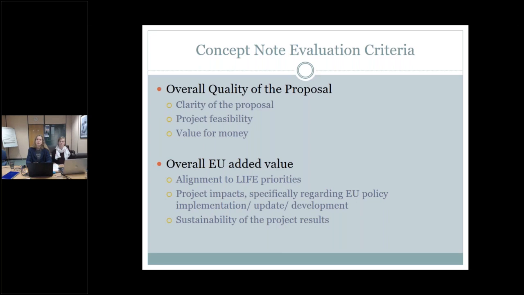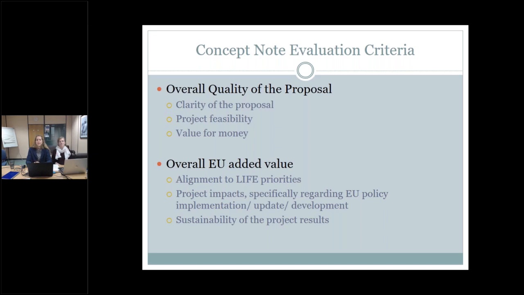So under the overall quality of the proposal, this criterion will focus on the clarity of the proposal, including the description of the pre-operational context, its feasibility and indicative value for money. I've covered a lot of these points already during the section when we talked about the application forms. This is basically the other side of the coin. So now the evaluator is looking at your application, but it's the same principle.